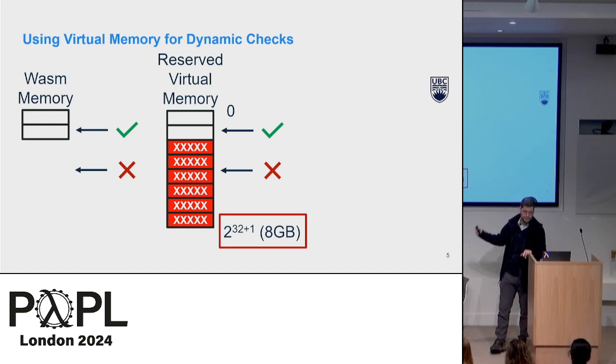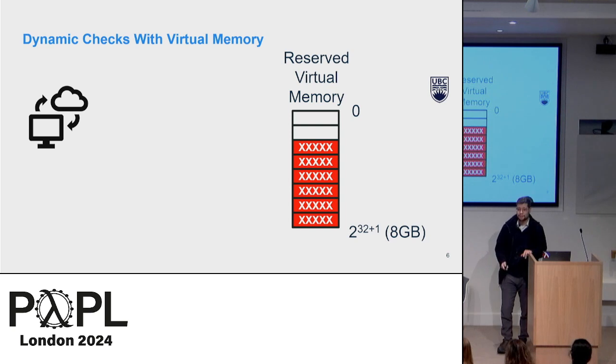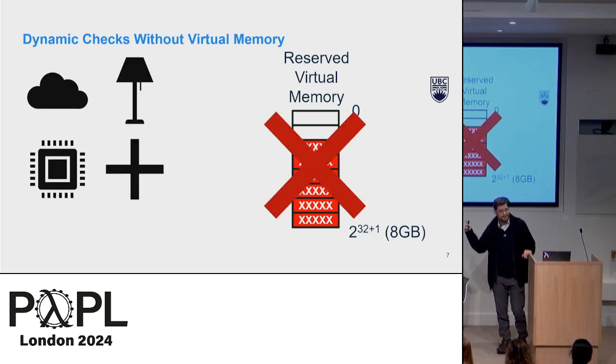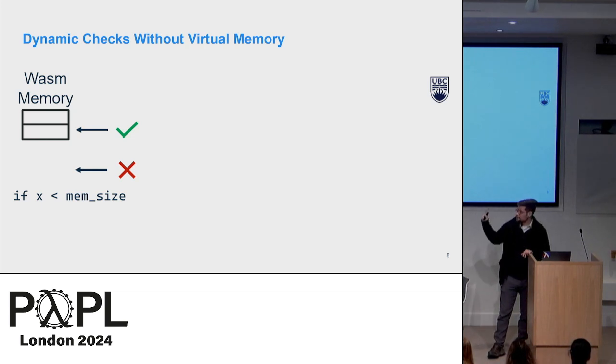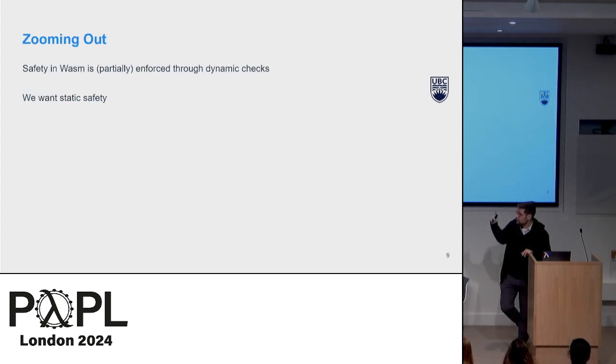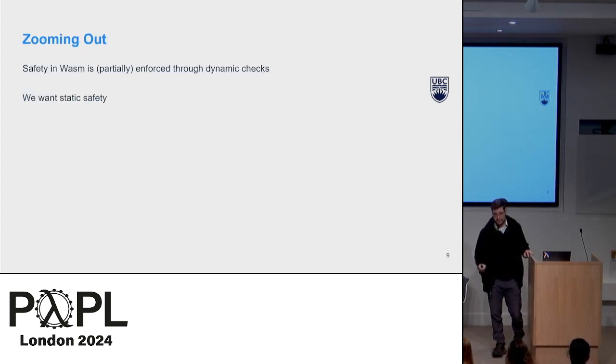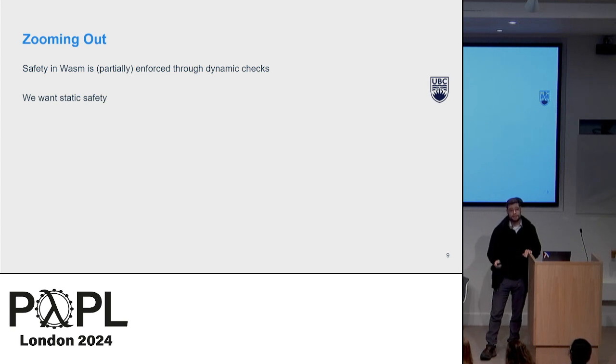Now, this uses a lot of virtual memory, which makes sense in the web or browser context, but in a lot of the other contexts, it doesn't make sense. I mean, we don't want to be reserving an entire 32-bit address space on an embedded system or a smart light bulb. So what happens when we don't have virtual memory? Well, this becomes expensive. And if we zoom out, the problem is that we have these dynamic checks to enforce safety. And most of the time, we can make these checks efficient. But there are some contexts we care about where these aren't efficient anymore. And for those contexts, we want static safety.